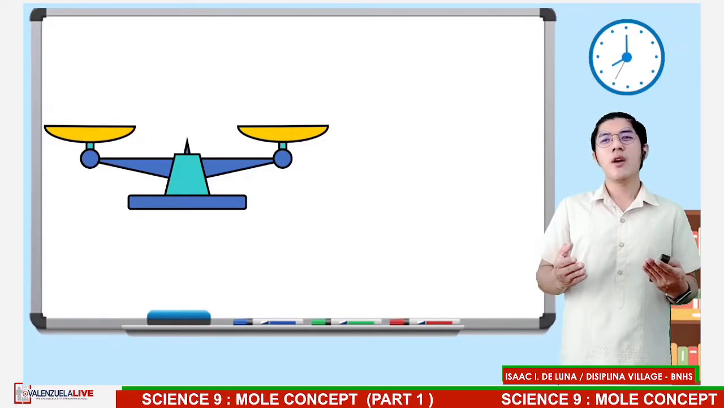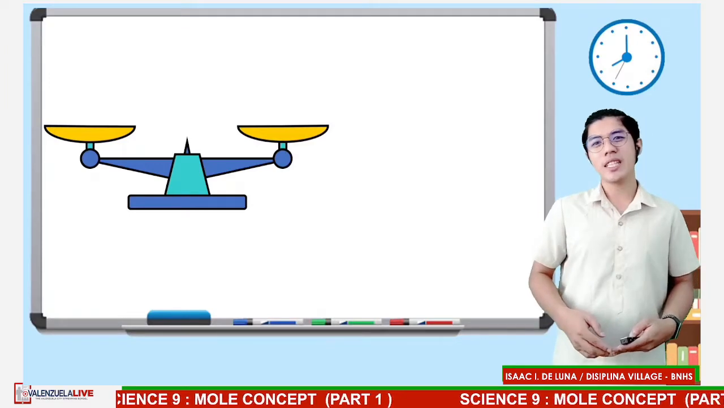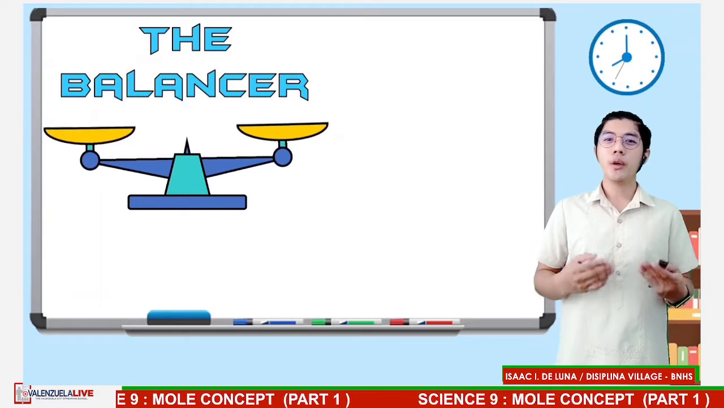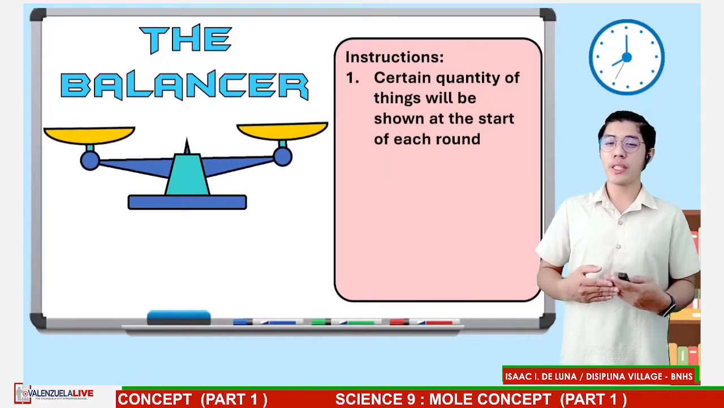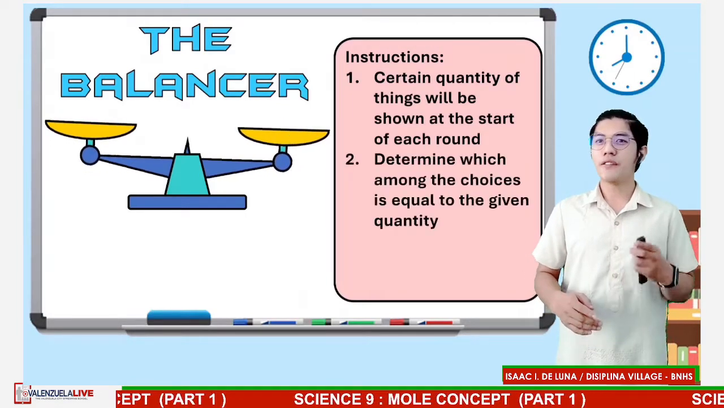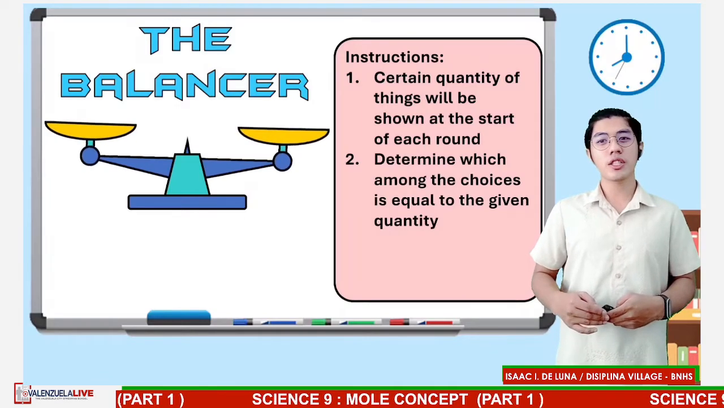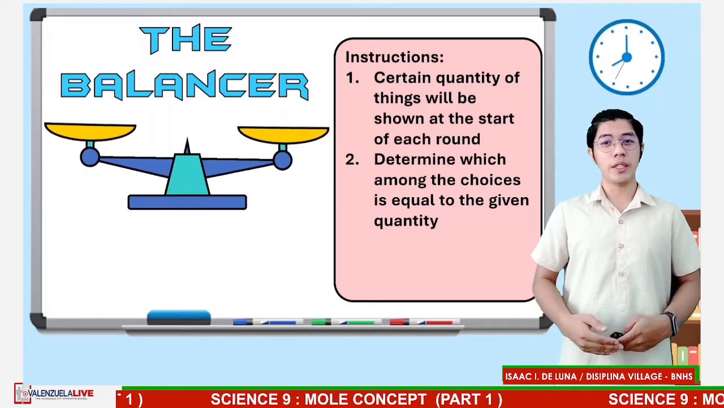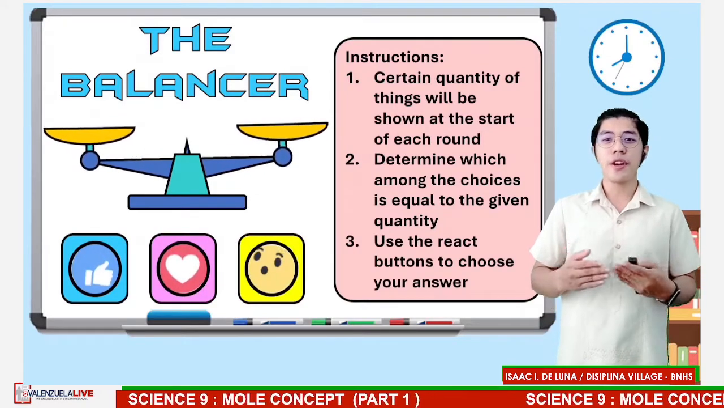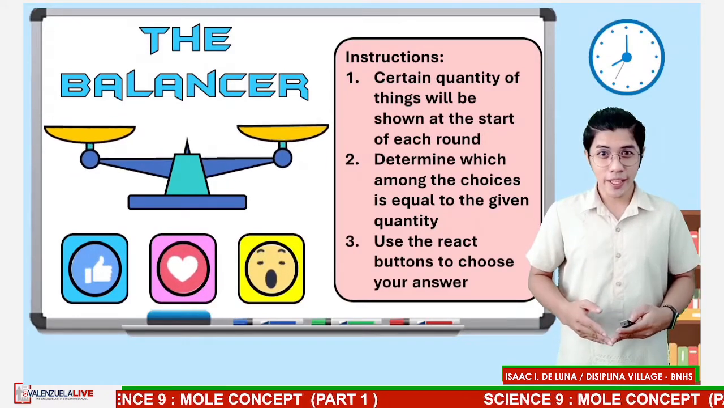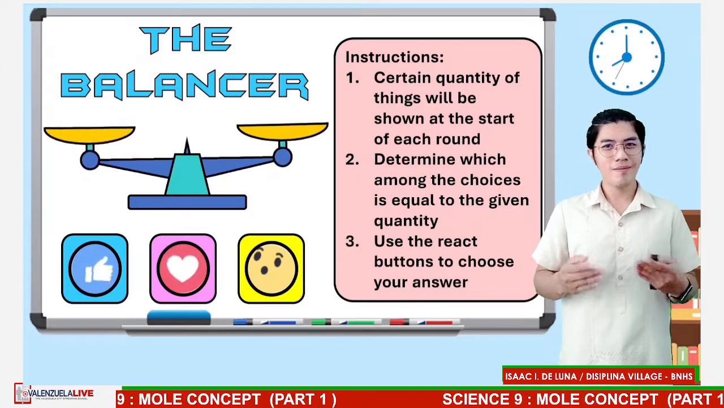Let us begin with this game called the Balancer, in which a certain quantity of things will be shown at the start of each round. You have to determine which among the choices is equal to the given quantity. You can use the react buttons to choose your answer. Are you ready now? Then, let's begin.